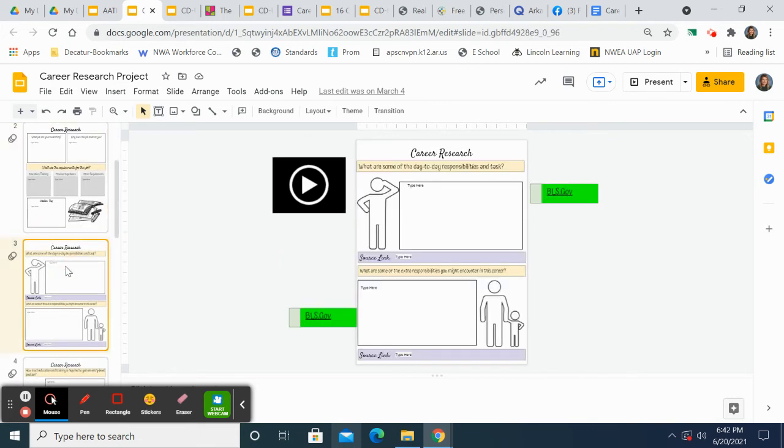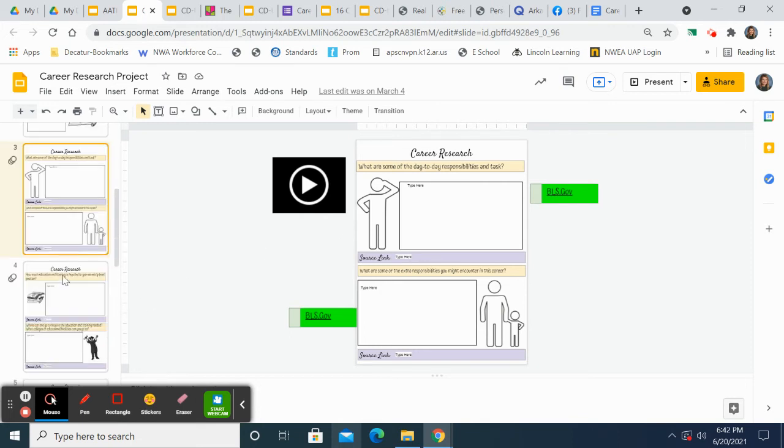For my next slide, I have them answer the questions: what are some of the day-to-day responsibilities and tasks? And then what are some of the extra responsibilities you might encounter in this career? Once again, I linked off to the side some different websites that I thought would be beneficial to help them find this information. They are not required to use these websites. They are required to give me a source link for where they found their information. And I tell students that I should be able to copy and paste this source link into my browser and pull up the same information they told me in this square here. So this is giving them practice citing their sources.